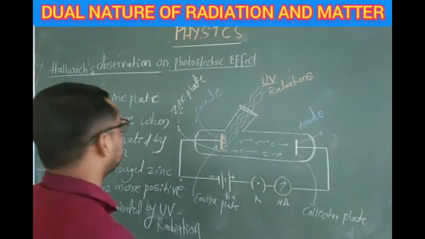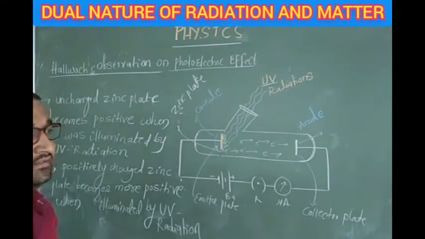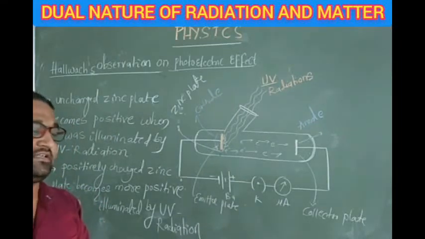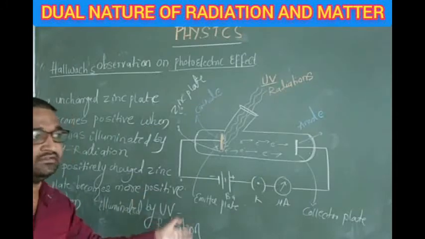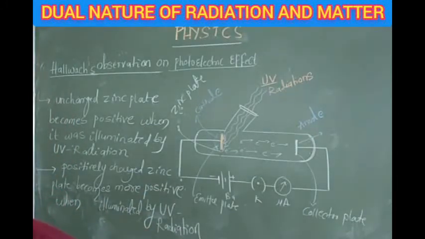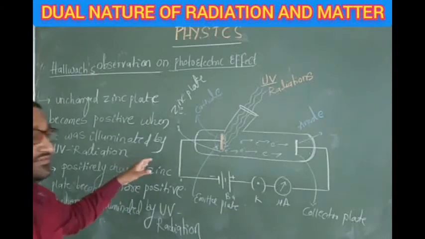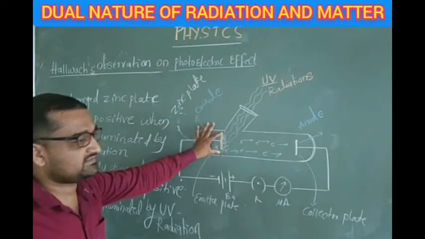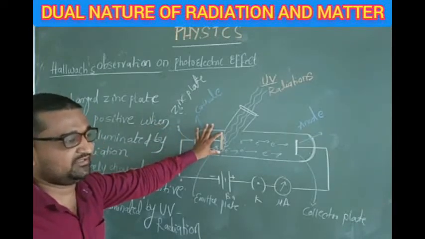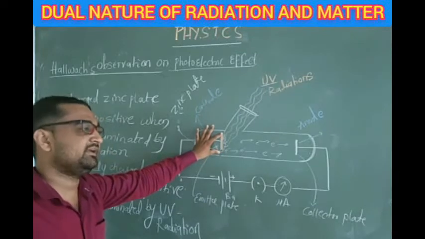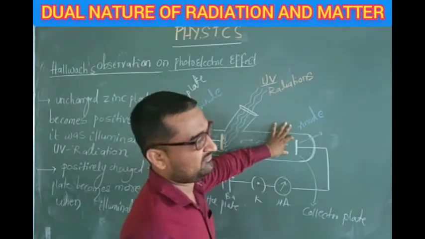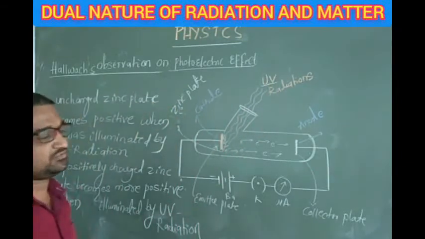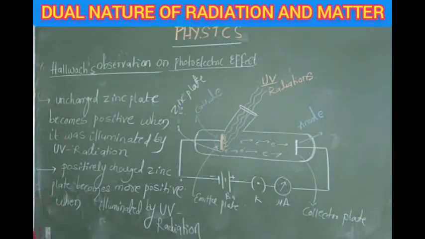In the exam they may ask a 3 mark question on Hallwachs and Lenard observation on photoelectric effect. It is a very important question for 3 marks in dual nature of radiation and matter, right? So I think you have understood the Lenard observation and the Hallwachs observation. Look at the Hallwachs observation again: the uncharged zinc plate becomes positively charged. Why does it become positively charged? The electrons are removed from that plate by illuminating UV radiation. So in this way he confirmed the photoelectric effect, right? So this is the Hallwachs observation on the photoelectric effect.